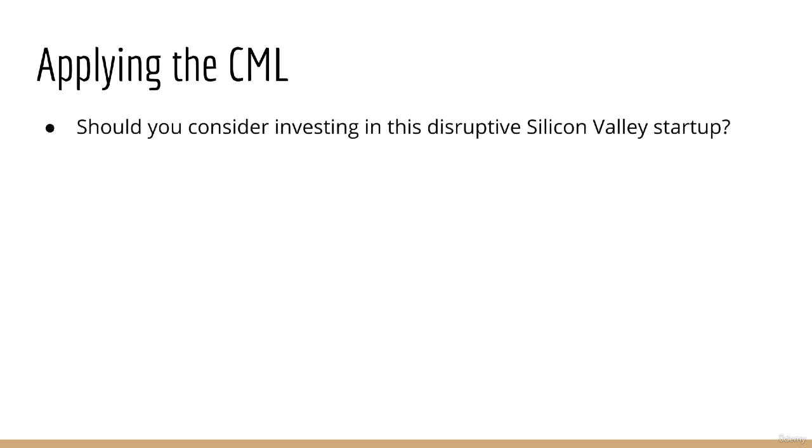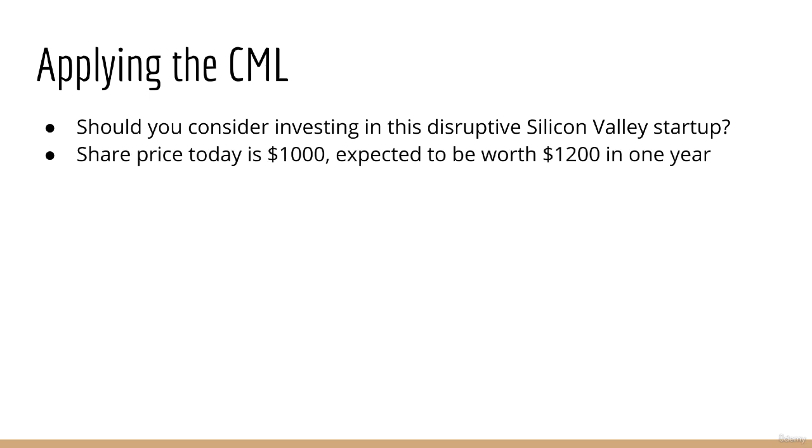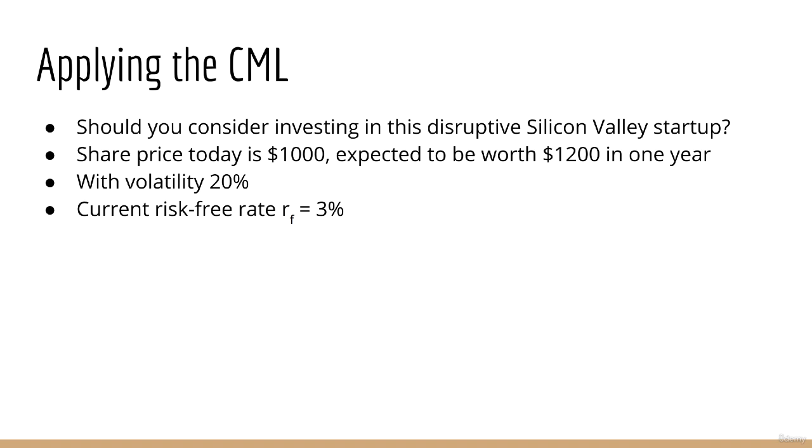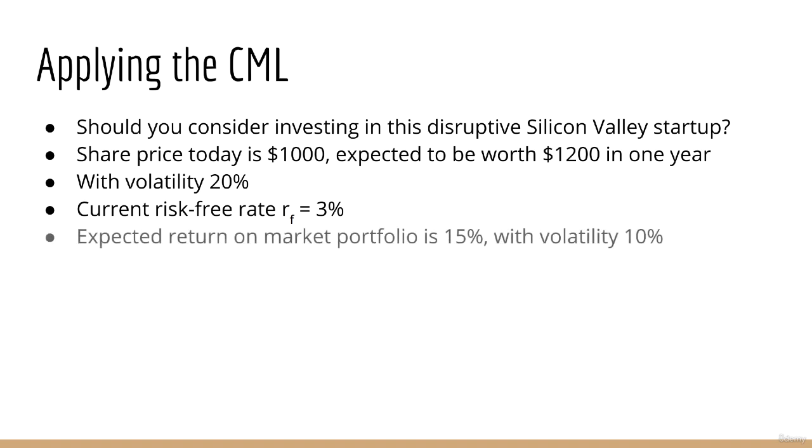Let's look at an example of how one might use the capital market line. Suppose that you're considering investing in a project to build Silicon Valley's next disruptive technology. Let's say that the price of one share today is $1,000, and this is expected to be worth $1,200 in 1 year, with volatility 20%. The current interest rate, R sub f, is 3%. The expected return on the market portfolio is 15%, and the volatility of the market is 10%. Let's determine whether or not this investment is worth considering.